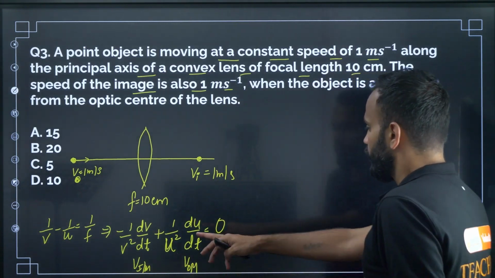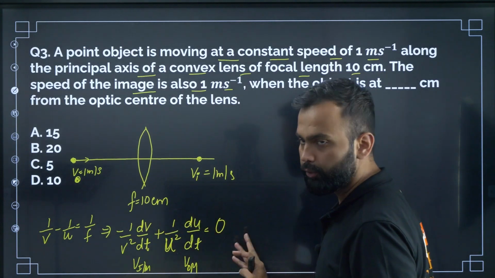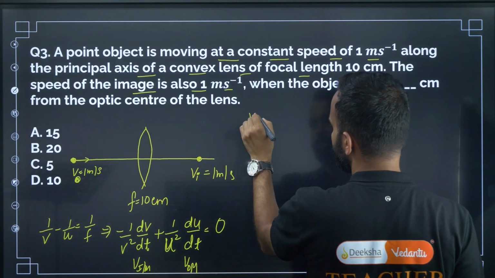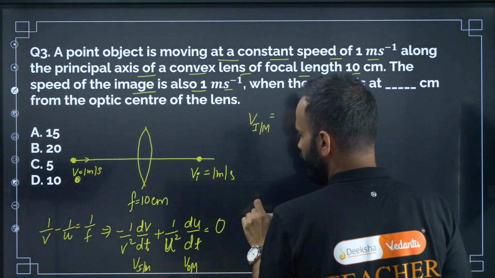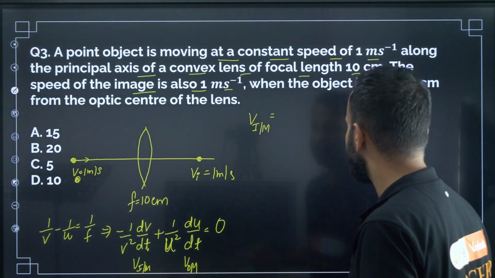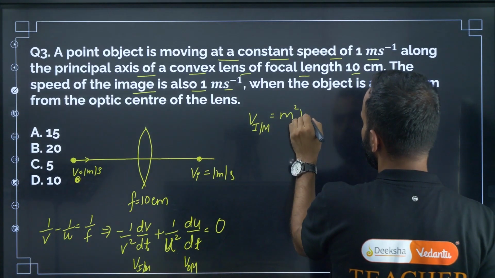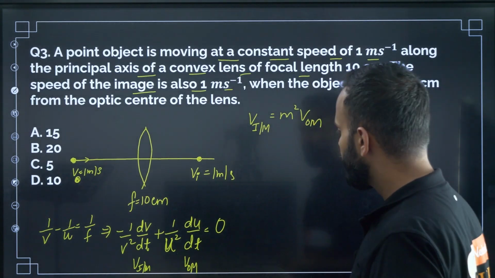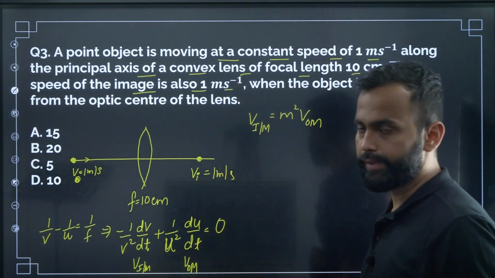So now take 1 by U square dU by dt to the other side. We will get dV by dt, the velocity of the image with respect to the mirror, is equal to V square by U square. V by U is the magnification of the lens. So that will be the square of the magnification of the lens into the velocity of the object with respect to the mirror. You should remember this formula. This is the end result.